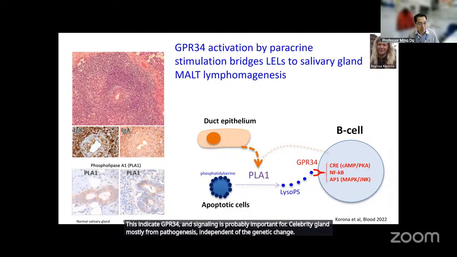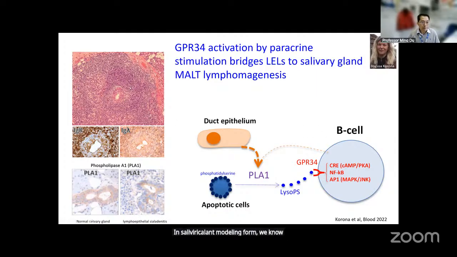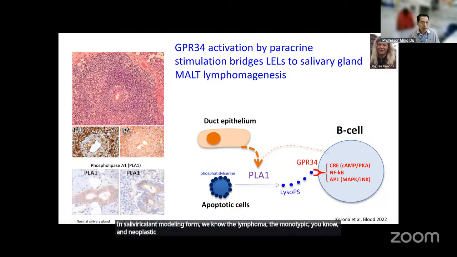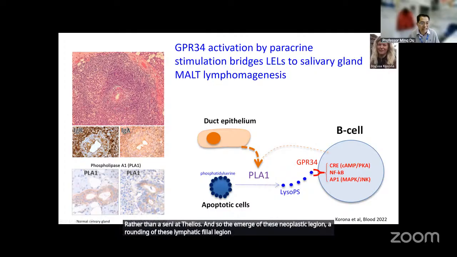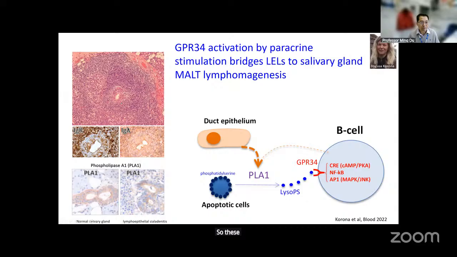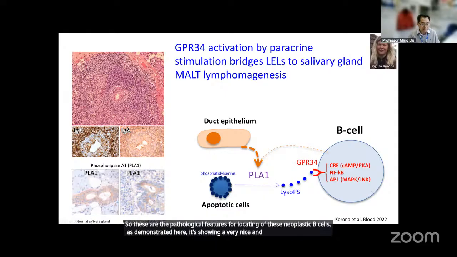In salivary gland multiple lymphoma, we know the monotypic neoplastic B cells are always surrounding the lymphoepithelial lesion. The lymphoepithelial lesion preferentially involves duct epithelial cells rather than the acini epithelial cells. The neoplastic cells surrounding this lymphoepithelial lesion generate a halo appearance. These are the pathological features for locating these neoplastic B cells. As demonstrated here, it shows very nice kappa light chain restriction.